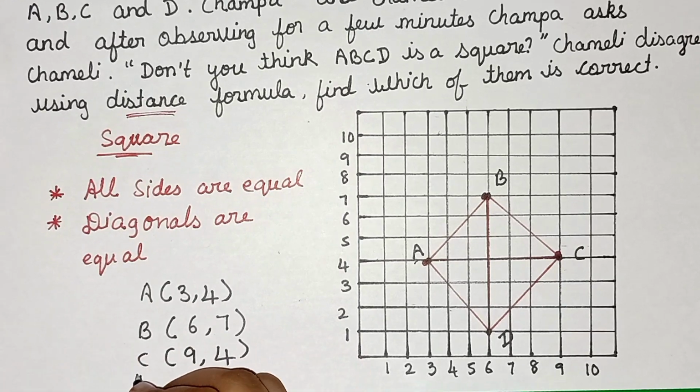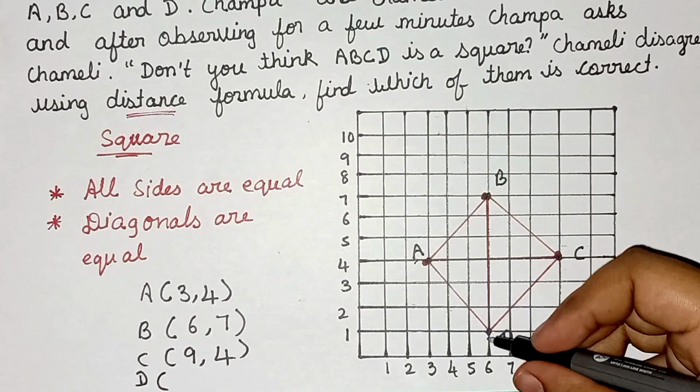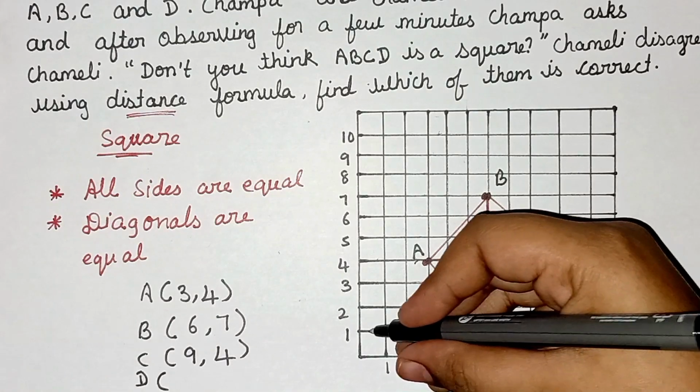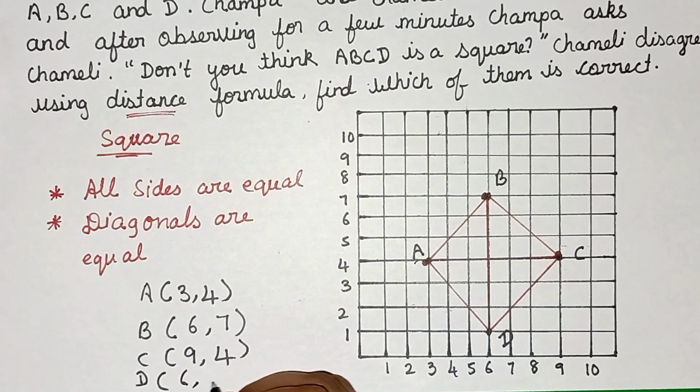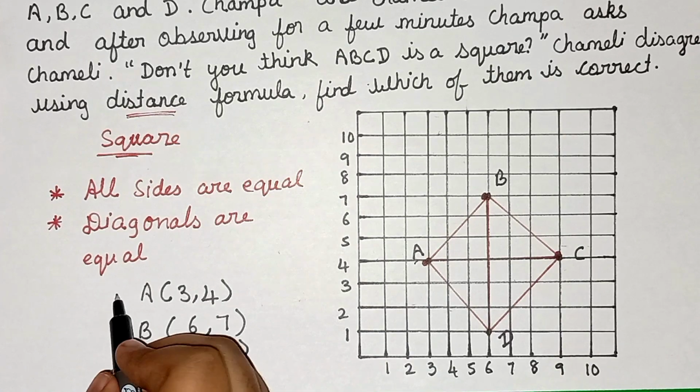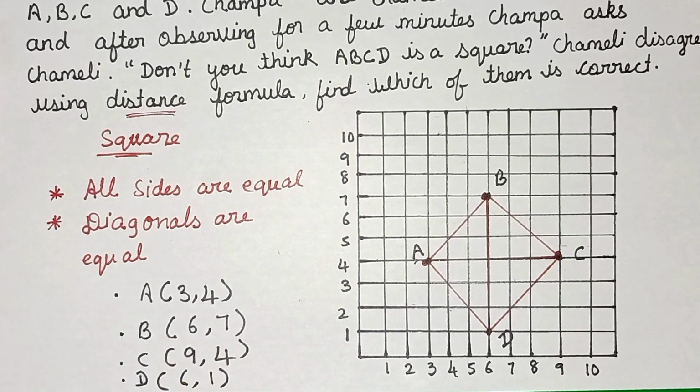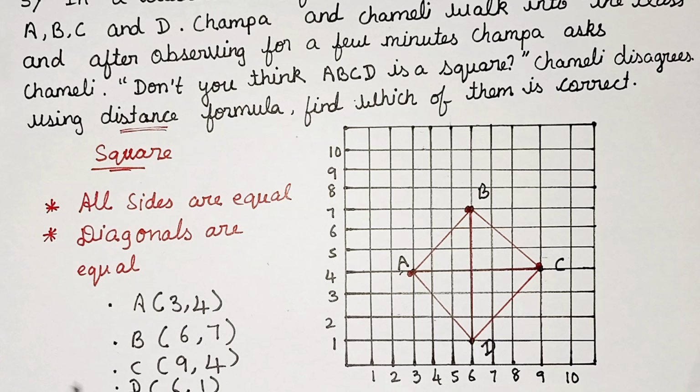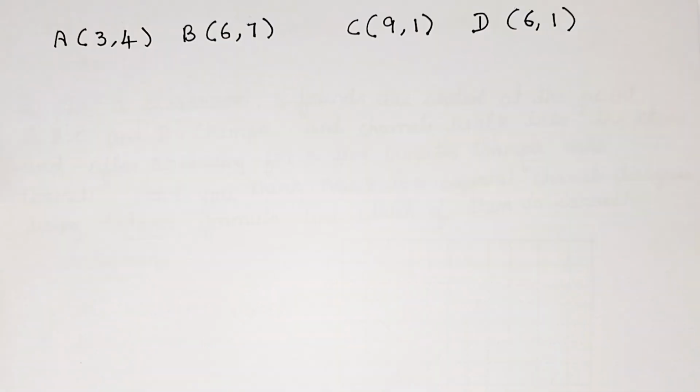What about D? D is right over here, here it is 6 and here it is 1. So (6, 1). Finally we got the values for A, B, C, D. It is literally easy to find whether it is a square or not. Alright guys, so these are the values.